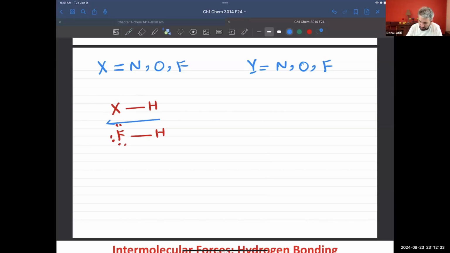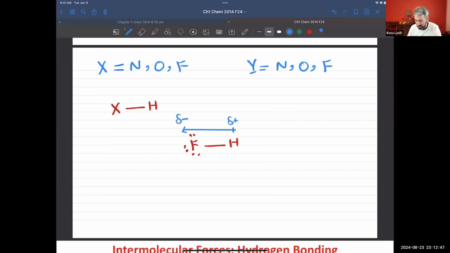We will see that fluorine will pull the electrons to itself. So this is going to happen. We're going to have a negative charge here, and this one will have a positive charge. Okay, so hydrogen is short of charge, short of electron. Hydrogen is going to be looking for electron from somewhere else.